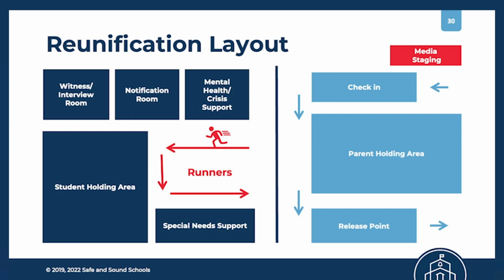Another area in the reunification to consider is an area dedicated to mental health and crisis support. There will undoubtedly be, in an emergency of any significant magnitude, the need to support students or staff who may break down, who may have witnessed or experienced something very traumatic, or just be having an episode with anxiety or a meltdown about a disruption in their routine, perhaps if it's a student who has autism. So we have to have a designated place for that type of support.